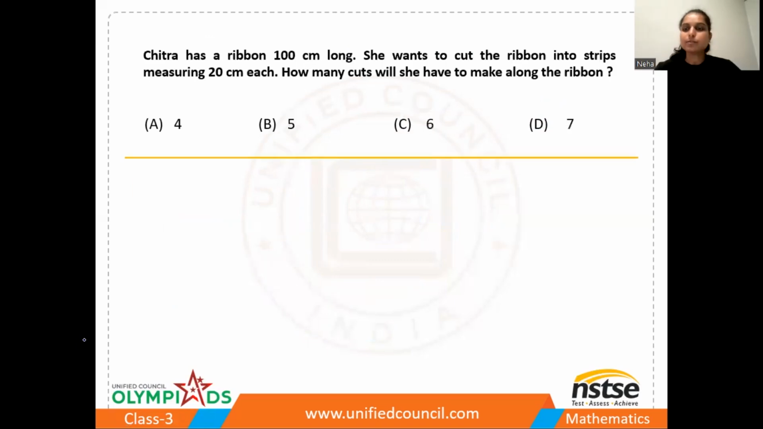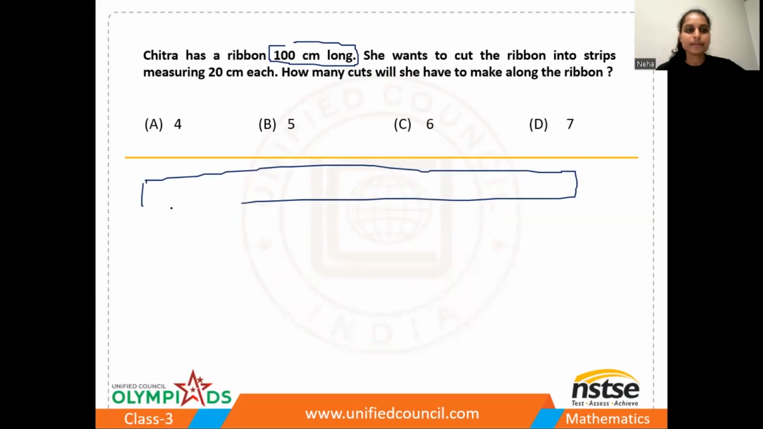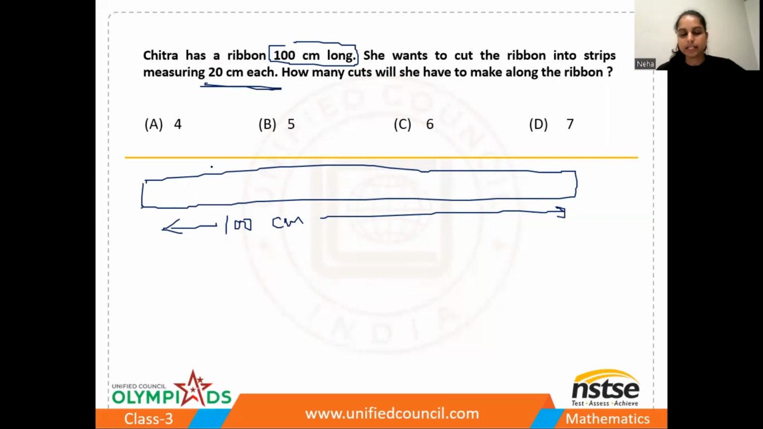Now let's move to the next question. So here is the next question on the screen. The next question says that Chitra has a ribbon of 100 centimeter length. Let's suppose this is your ribbon, and this is 100 centimeter long. She wants to cut the ribbon into strips measuring 20 centimeter each. Now she wants to cut the strips from this ribbon, and the length for one strip is 20 centimeter.